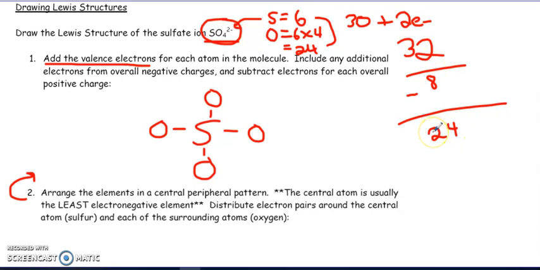So the next position that you're going to place these electrons is actually on the peripheral atom, meaning the atoms on the outside. You never worry about the central atom until the very, very end. So each one of these requires another 6 electrons to have a stable octet, right? So 2, 4, 6, 8. And we'll do the same thing to all of them.